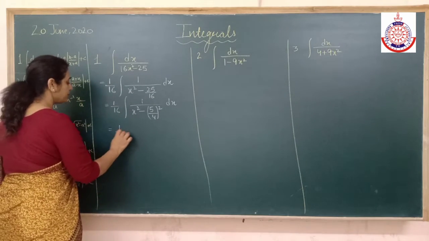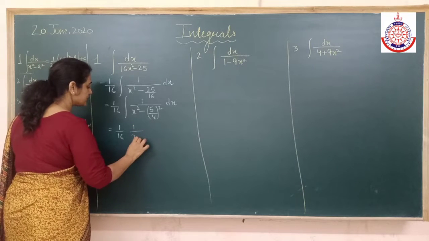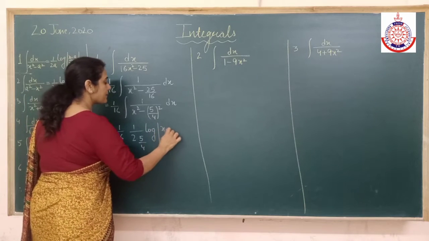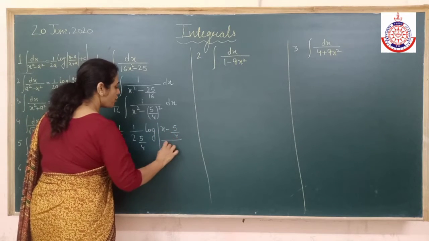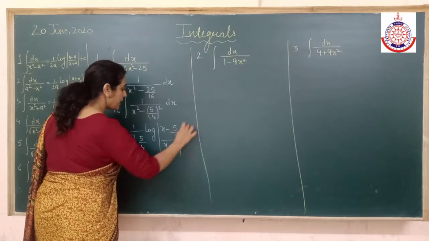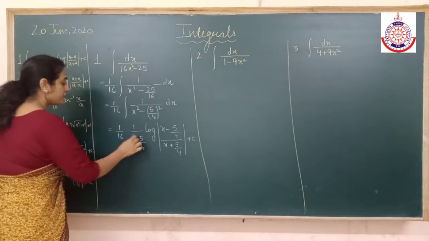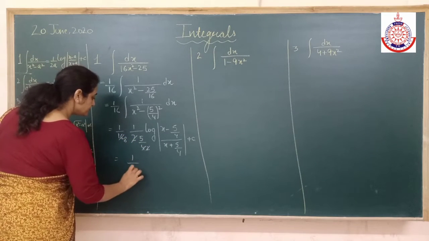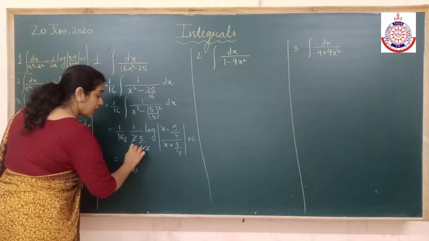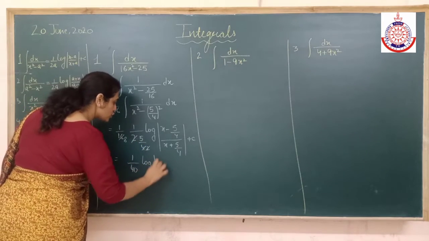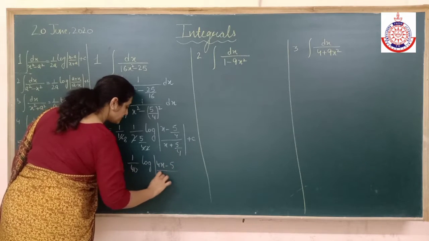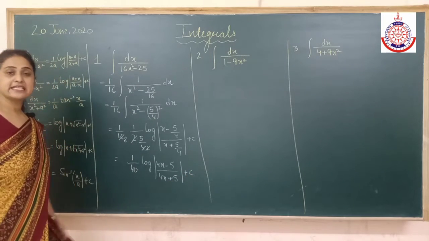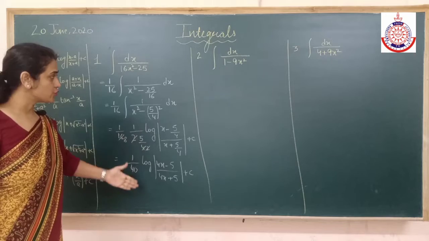Once it comes in the proper form, directly apply. So what is the formula? 1 by 2a, what is a? 5 by 4, log of x minus a upon x plus a plus c. Fine? Cancel. So it will be, take the LCM inside also. Is it clear, children? So this is what we are going to do.